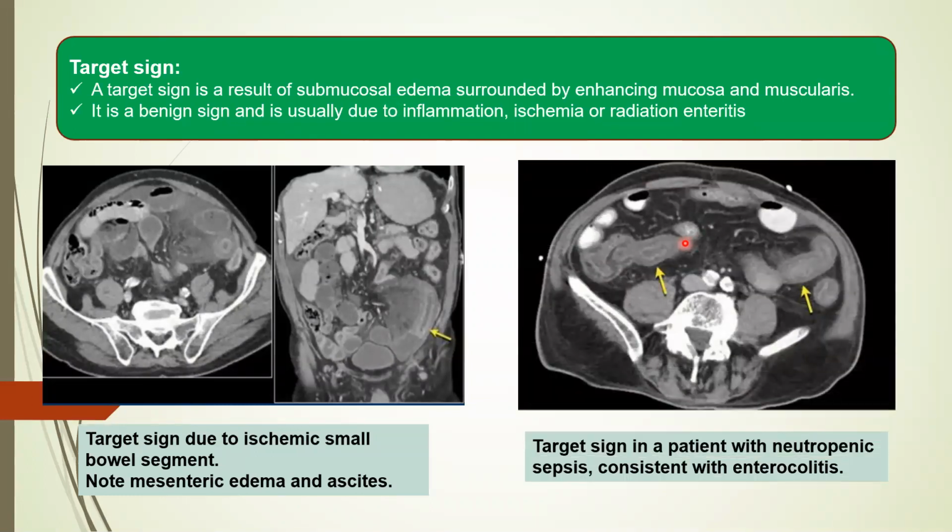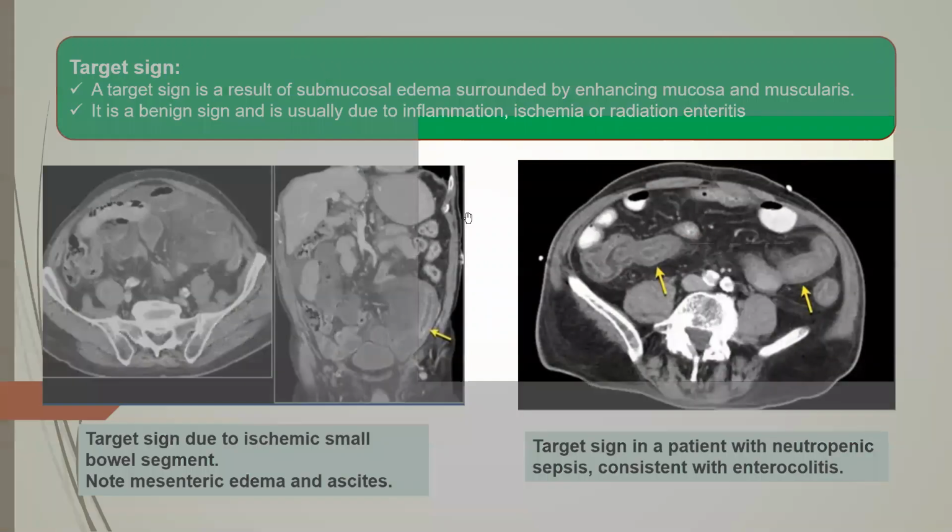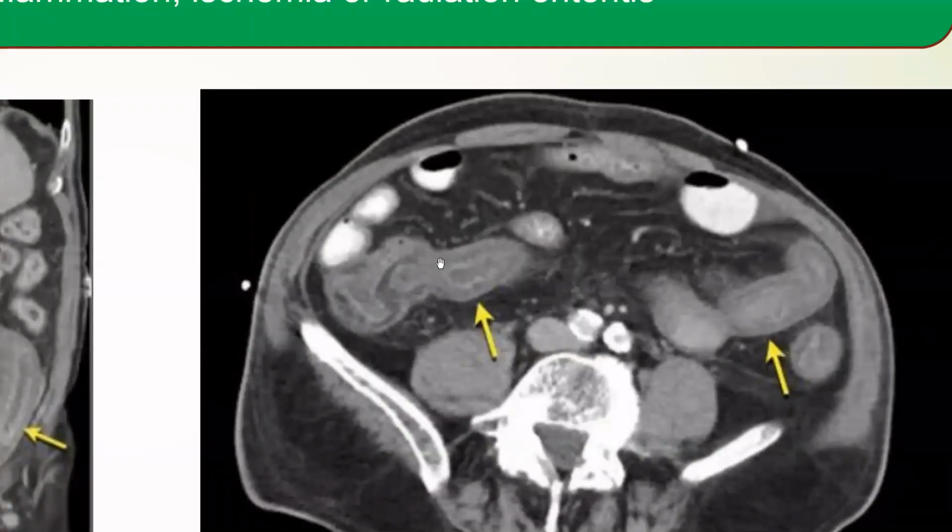The target sign is mucosal edema, appearing hypodense, surrounded by enhancing mucosa and enhancing muscularis layer.